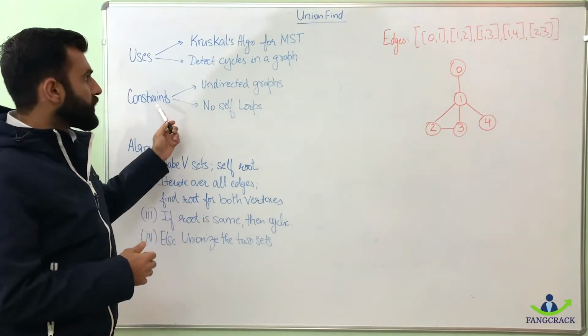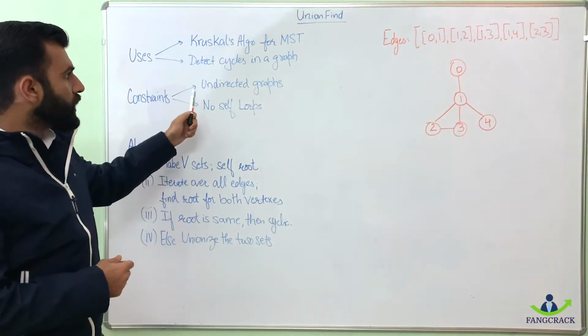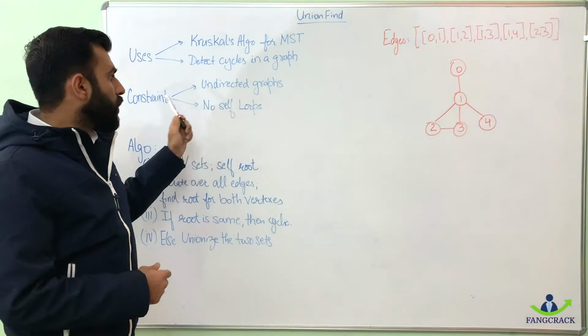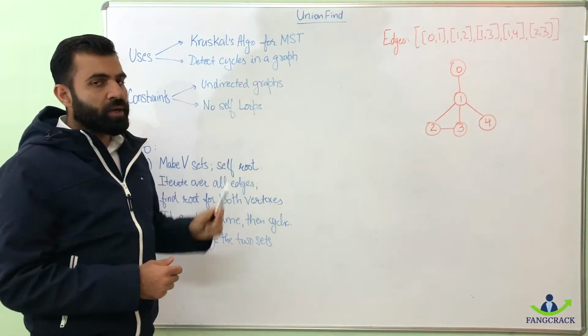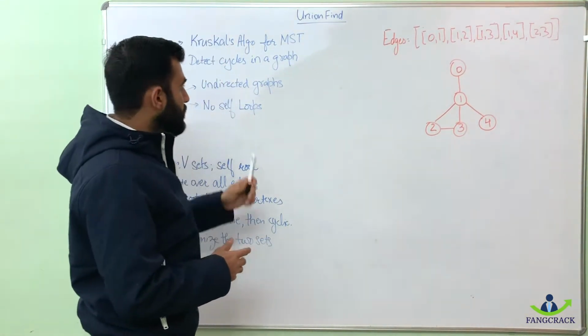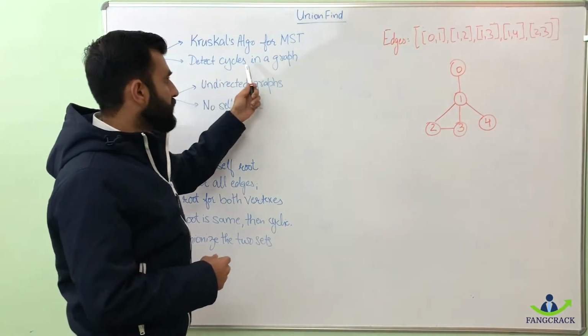Also, there are some constraints for using union find. One is that it only works in undirected graphs. Also, there should be no self-loops in the graph for this to work. We discussed that it can be used to detect cycles in a graph.